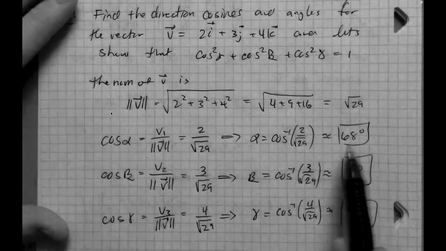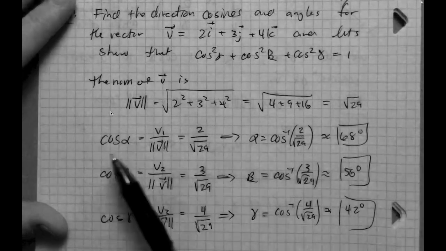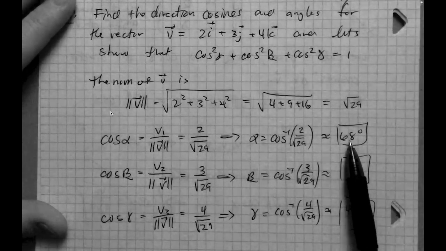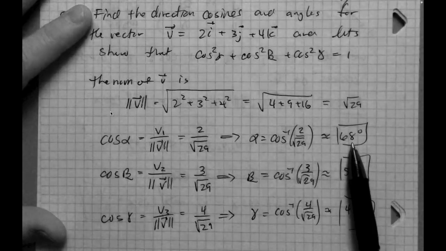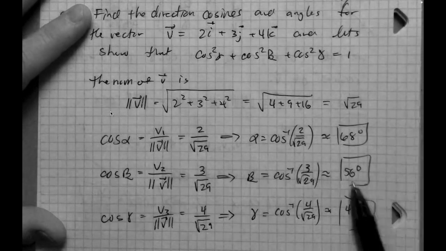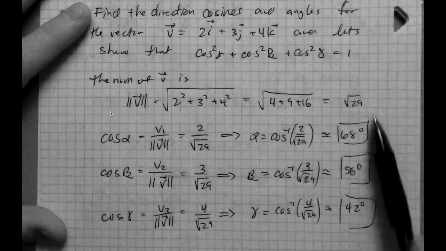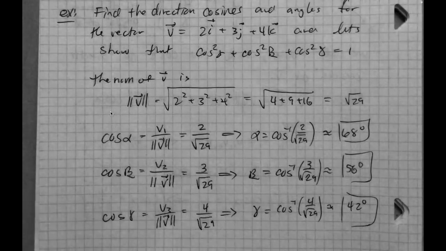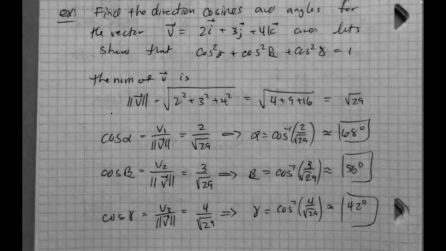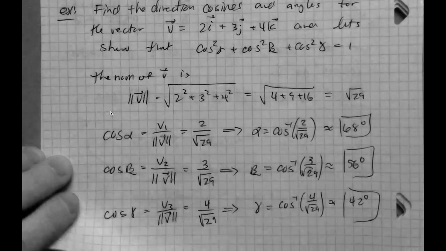Okay, and so what does this tell you? Well, this tells you that the angle formed by v and the x-axis is 68 degrees. The angle formed by v and the y-axis is 56 degrees, and the angle between v and the z-axis is 42 degrees. So you know exactly where this vector lies in space relative to the three axes, right? Because you have these three angles now.